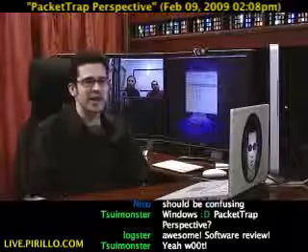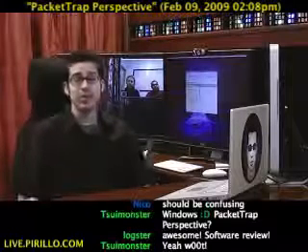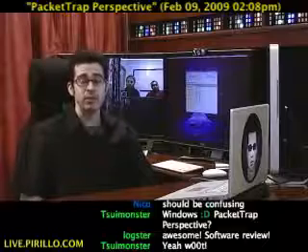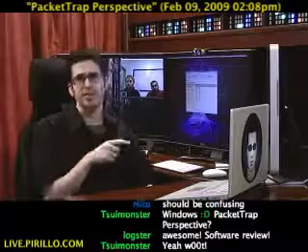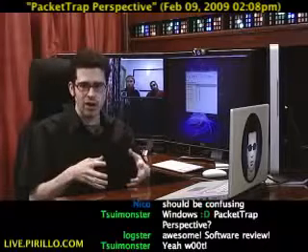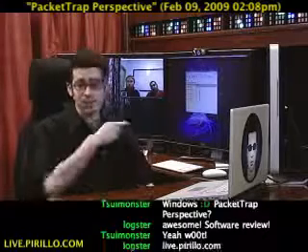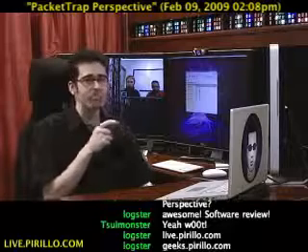Well, I know many of you out there have networks. Some of you are network admins. You have to manage multiple computers. Even here in my house, I didn't realize it until running this tool that I had so many devices on my network. And this is the tool that we're going to be demonstrating, Packet Trap Perspective.